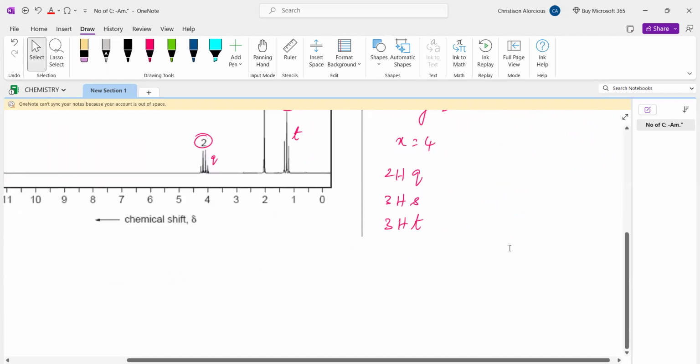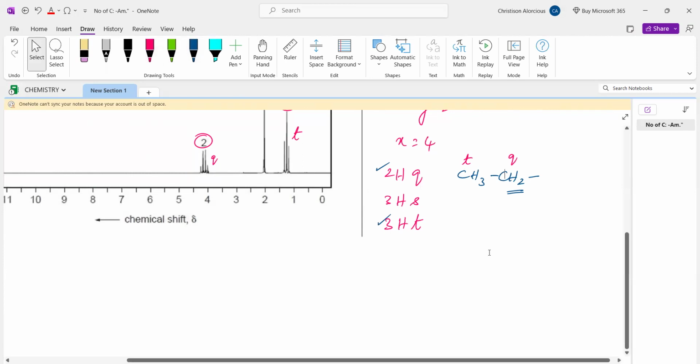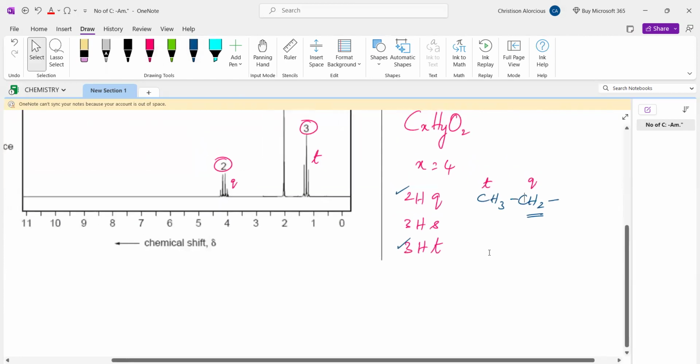Now a 2 hydrogen quartet and a 3 hydrogen triplet is usually a CH3CH2, right? If you have a CH3CH2, the CH3 peak, this 3 hydrogen peak, will be split by these 2 hydrogens into a triplet, while these 2 hydrogens will be split by the 3 CH3 hydrogens into a 3 plus 1, which is a quartet.